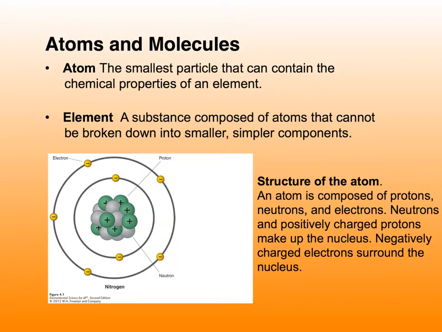Okay, the structure of an atom. An atom is composed of protons, neutrons, and electrons. You're going to learn this more in chemistry. You should have already known this from before. Negatively charged electrons surround the nucleus. This right here is called the Bohr model, where you have this kind of planetary-looking system. This is not currently what we understand the model of the atom to be.